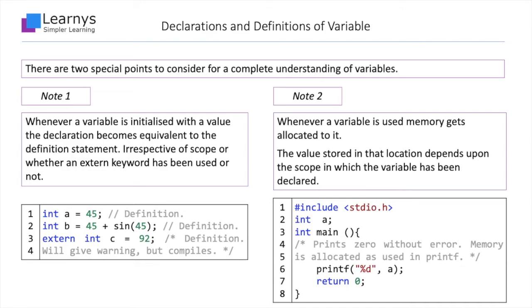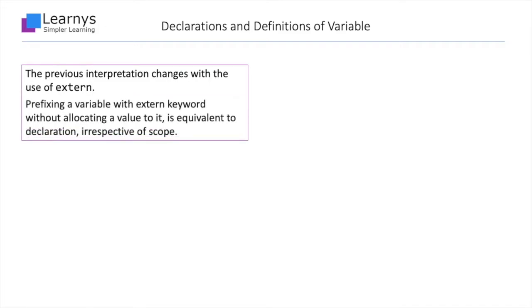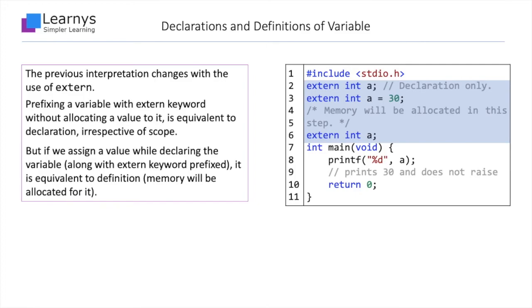The previous interpretation changes with the use of extern. Prefixing a variable with the extern keyword without assigning a value to it is equivalent to declaration irrespective of scope. But if we assign a value while declaring the variable with the extern keyword prefixed, it is equivalent to definition. That means memory will be allocated for it. Consider the example. We have declared a variable a in the file scope thrice and defined it once. The variable a at line 6 refers to the one defined at line 3.